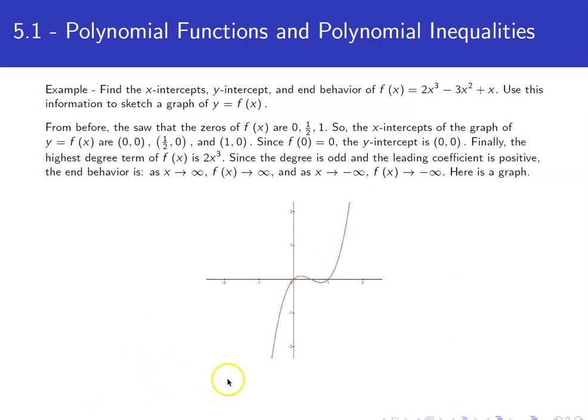And this looks like the same graph we did before, which it should, and we see that end behavior here. We've got this tail going up to the right, this tail going to the left, and then we've got these other intercepts.